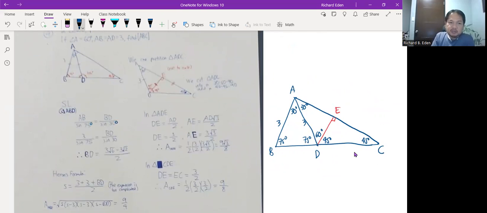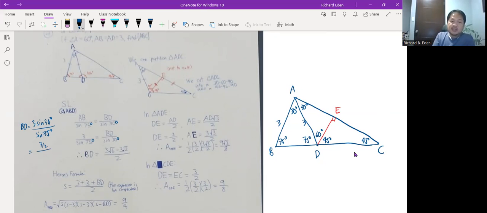Put in the habit of writing degrees for angles. Eventually, when we go to calculus, it's going to be mostly radians. Now, BD: sine 30 is 1/2. So BD would be 3 sine 30 degrees over sine of 75 degrees. Sine 30 is 1/2, so 3 halves in the numerator.